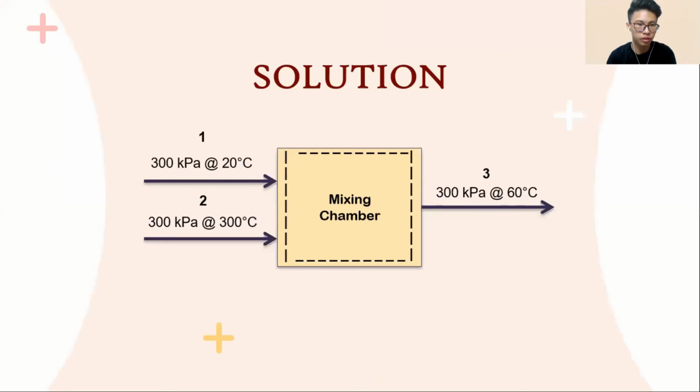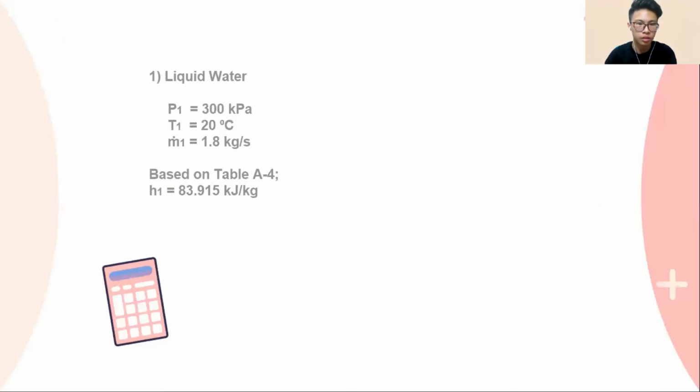So we convert all the information from the question into this diagram here. For inflow number 1, we have liquid water at 300 kPa and 20 degrees Celsius. For inflow number 2, we have superheated steam at 300 kPa and 300 degrees Celsius. The liquid water and superheated steam are mixed in the mixing chamber and the product is released at 300 kPa and 60 degrees Celsius. The liquid water enters the mixing chamber at a flow rate of 1.8 kg per second.